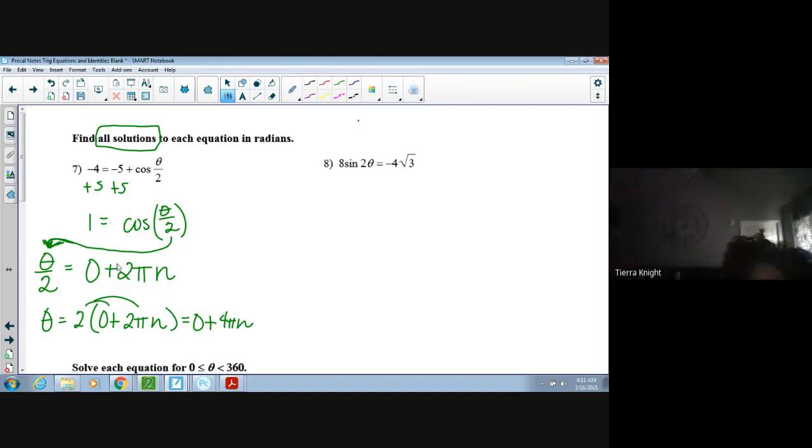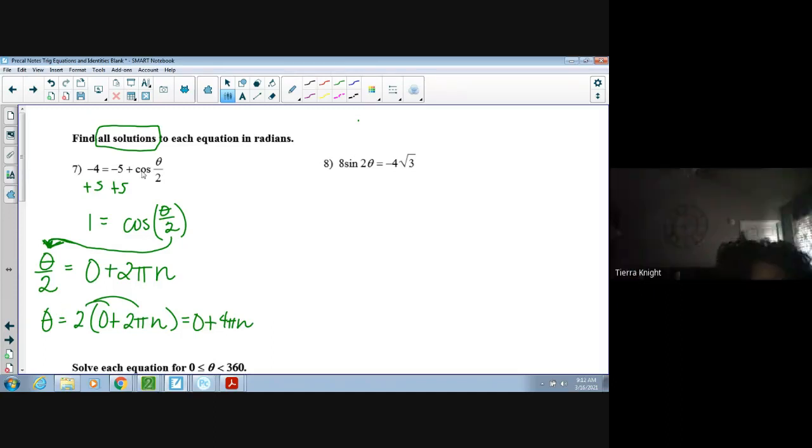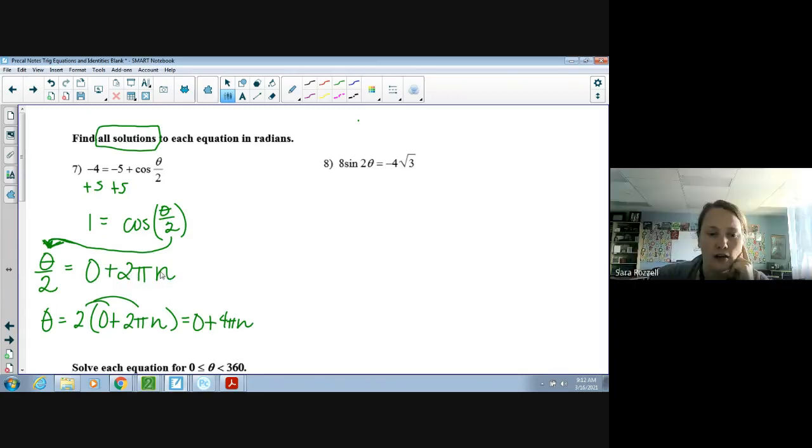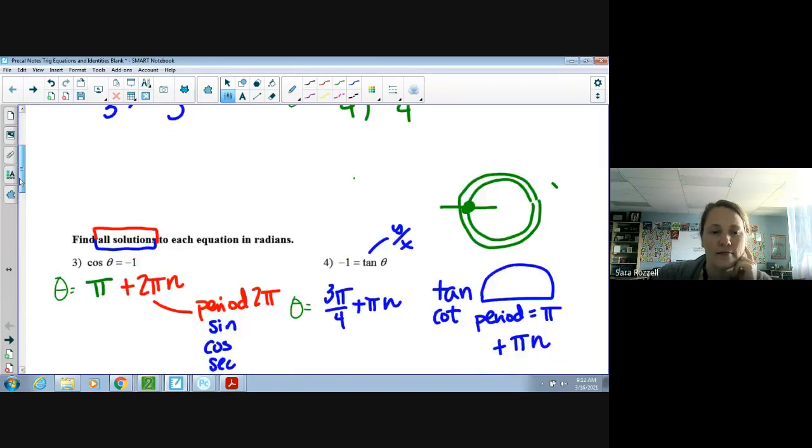So how did you get to 2 pi n? Because it said all solutions. I'm saying, how did you find the 2 pi right here? Yes. It's because they're asking for all solutions, and it was a cosine problem. So anytime they say all solutions, and it's sine, cosine, secant, or cosecant, after you get your answer, you put plus 2 pi in every time that it says all solutions for those four.